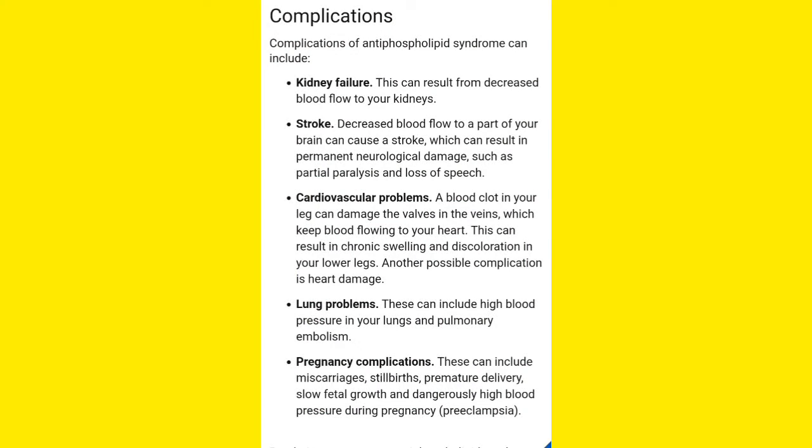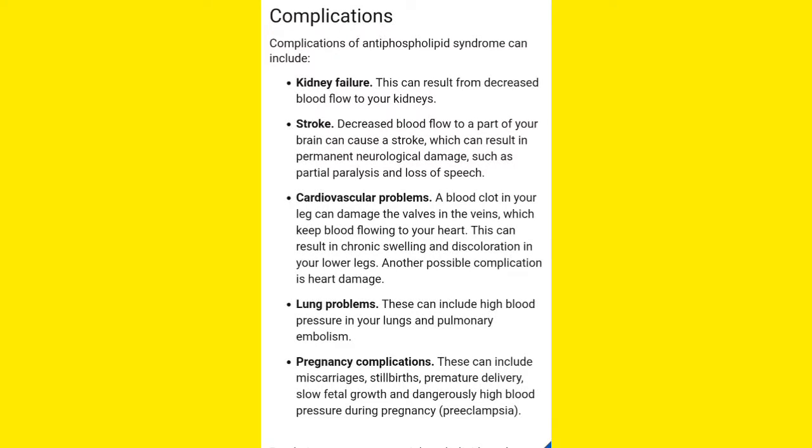So what are the complications of this disease? If you are having antiphospholipid antibodies for a long period of time, you may develop several complications. Number one is kidney failure. This is very important. If the blood flow of the kidney is compromised, it can produce kidney failure. Another is stroke. I told you that if any portion of the blood vessel which is supplying the brain gets a clot or an embolus, then the brain will have an ischemic stroke, because the blood cannot reach there.